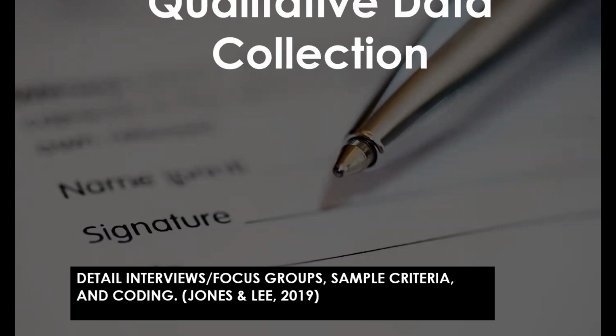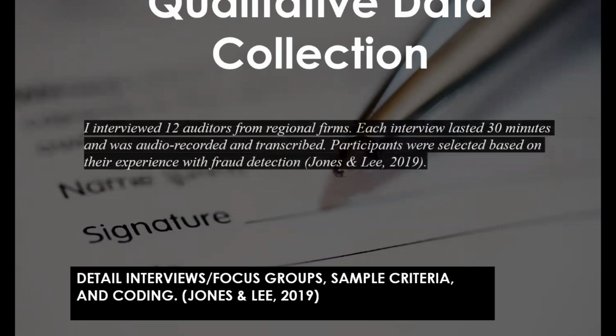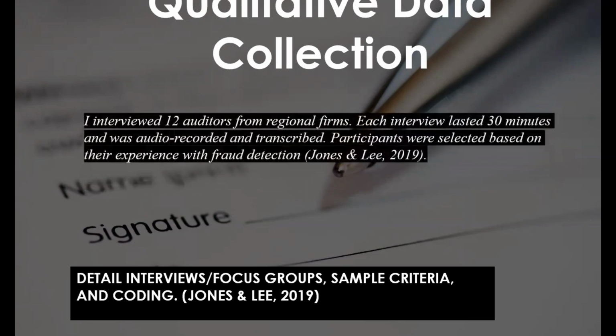An example of a sentence that was used in a qualitative research: I interviewed 12 auditors from regional firms. Each interview lasted 30 minutes and was audio recorded and transcribed. Participants were selected based on their experience with fraud detection. So you see with this sentence, it does actually answer those questions that I talked about: who you talked to, why you chose them, how you recorded it.